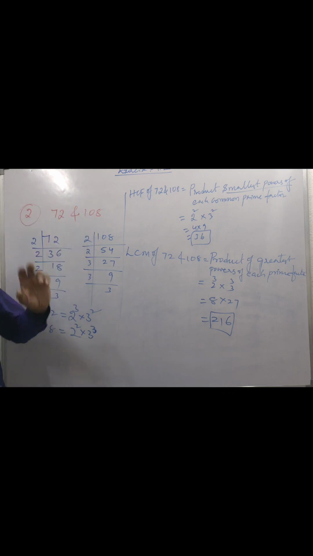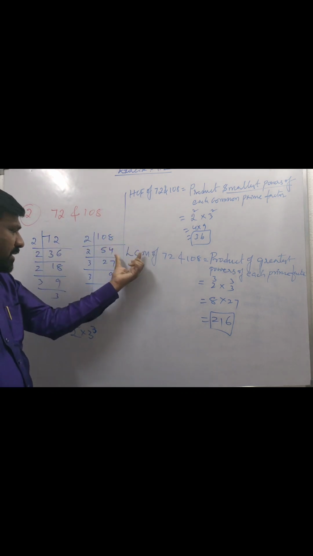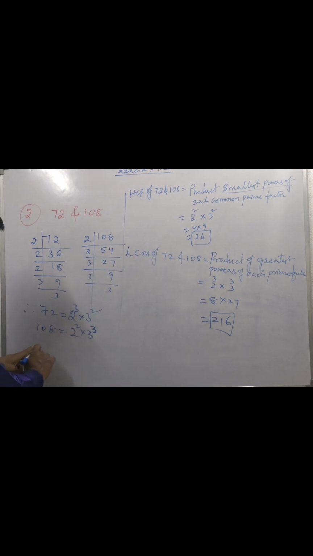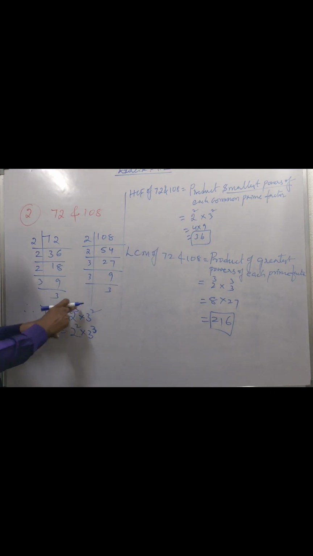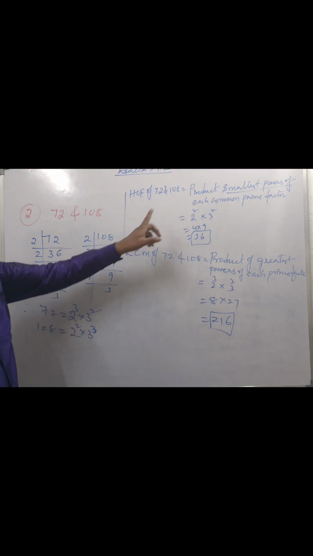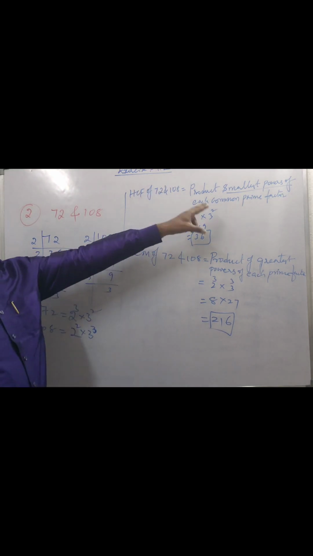This is for 72 and 108. If there is one more number, you need to follow the same procedure. Suppose you get 156, you also try to express 156 in the form of prime factors, and then you write it down. For all three numbers, first check what is the common prime factor. Then only that you write. If only 2 exists in common in all three, you write only 2. If 3 exists, only 3. If both 2 and 3 exist, you write both.